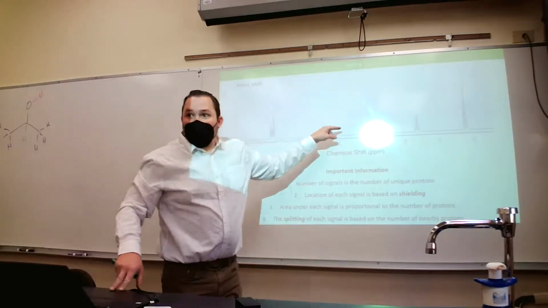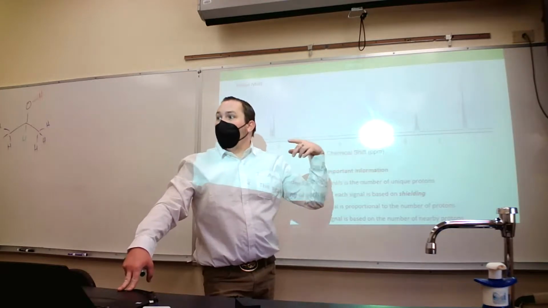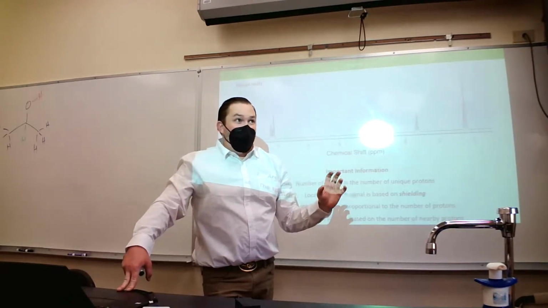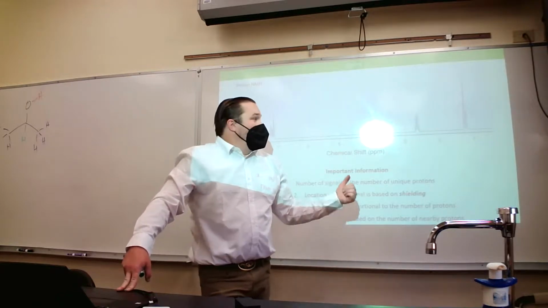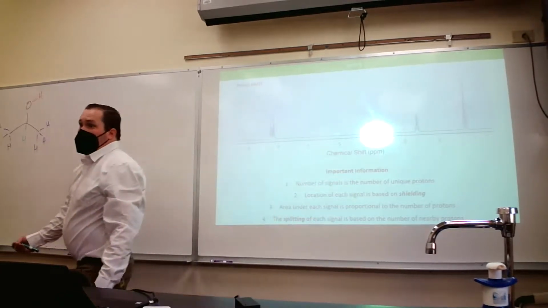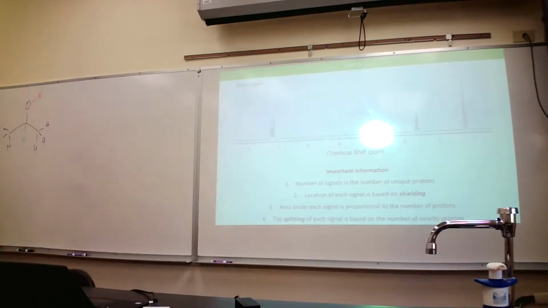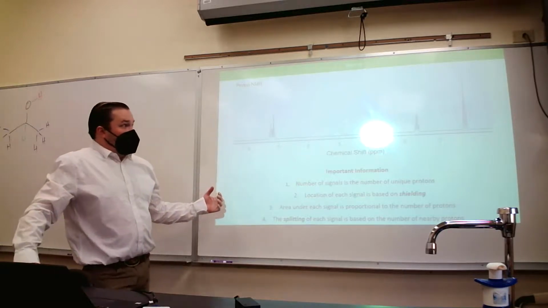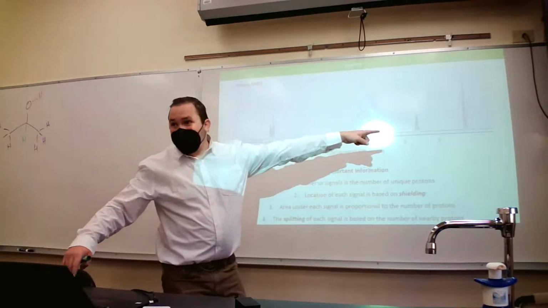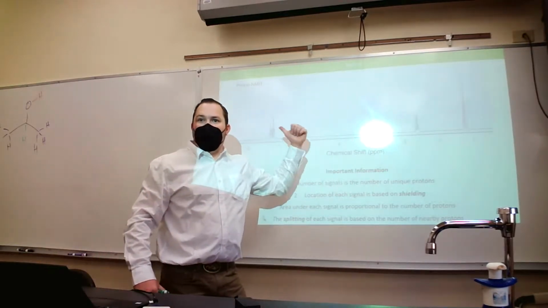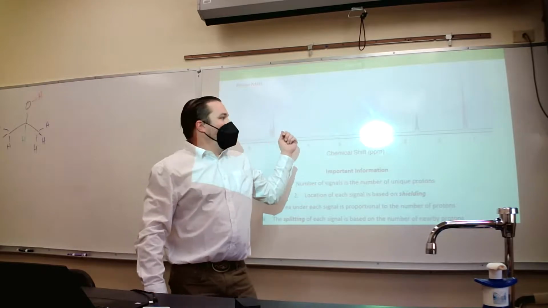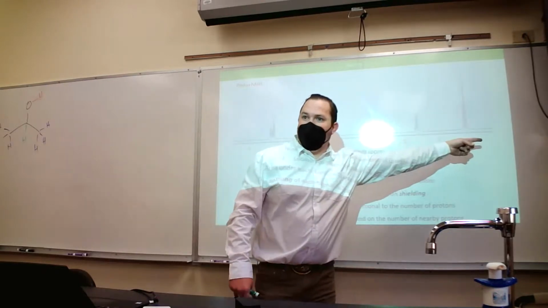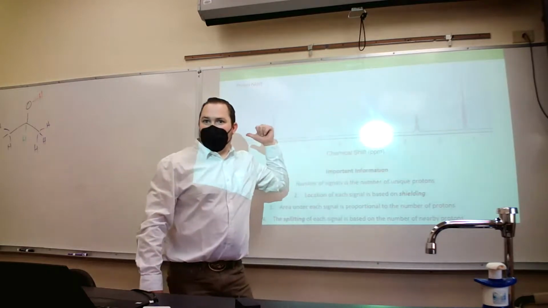Where they show up is based on electron density. Because remember, we're measuring the magnetic field of the nuclei, right? The more covered up our nucleus is by electron density, the more electrons you have around it, the more shielded it is. If it's shielded, it's going to show up further to the right. Further this direction you go is more de-shielded. So more electron density means further this way. Less electron density means further that way.